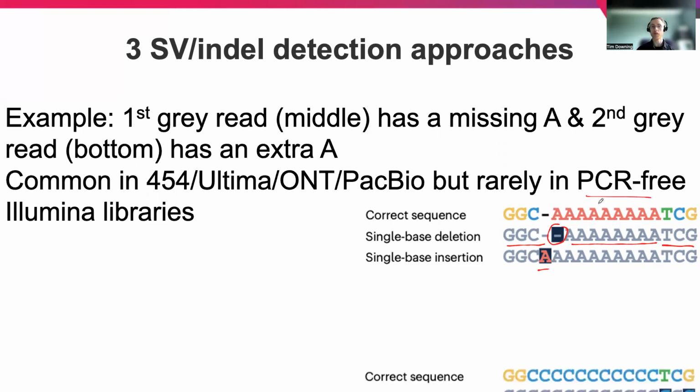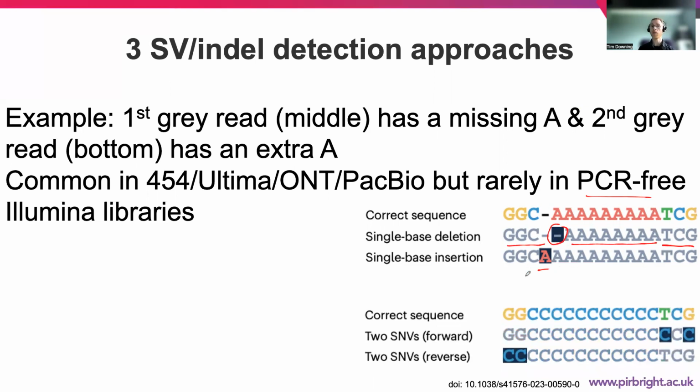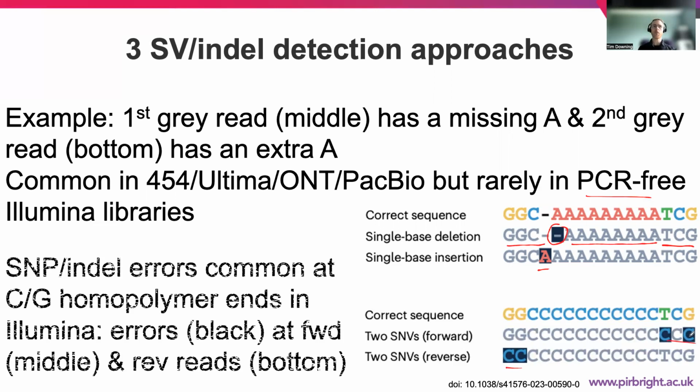We have other examples here of homopolymer again, where we have additional C's that might be inserted, and that might be at the start or the end, depending on the alignment format. So these kinds of errors are common in Illumina reads, especially at CG homopolymers.